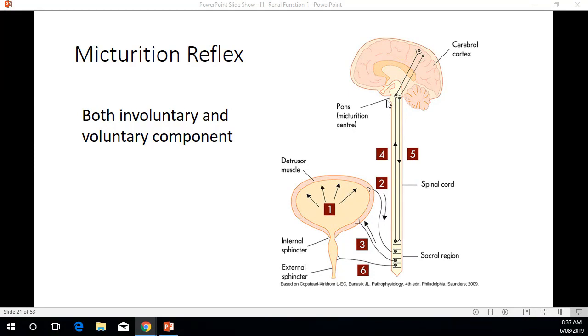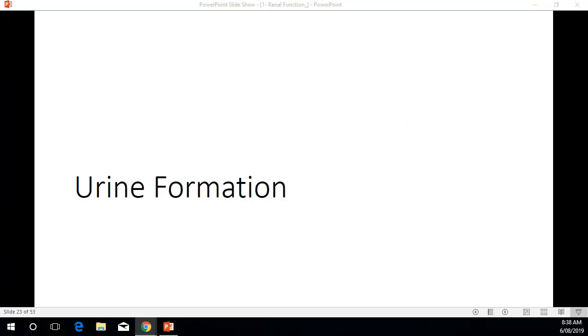Does that make sense? So there are two components of this reflex, involuntary and voluntary. In infants, they don't have the voluntary component yet, so whenever the bladder fills, it just empties itself, right? But when they grow, they develop the voluntary component of the micturition reflex. Let's look at the processes around urine formation now.